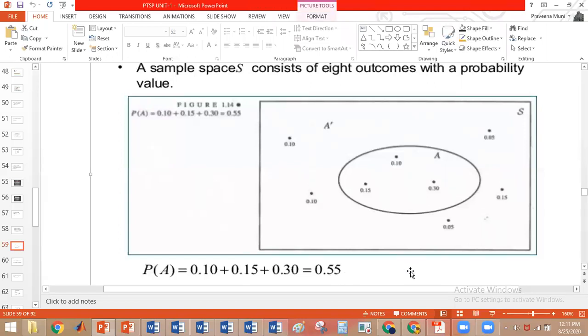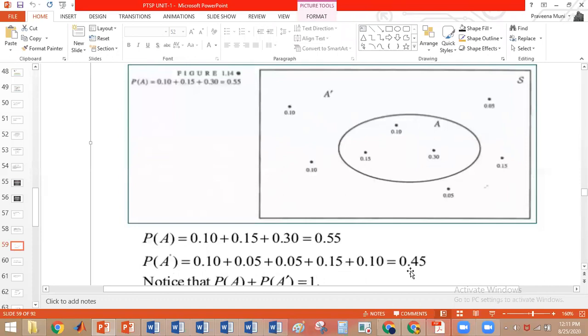And what is the probability of A complement? Whatever elements we have in S other than those in A, that gives the probability of A complement. How many elements do we have outside A? There are 5 elements. Their probabilities are 0.10 plus 0.10, then 0.05 plus 0.15 plus 0.05. If you add all this, we get 0.45.